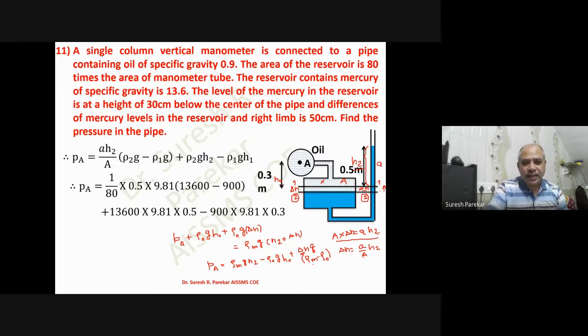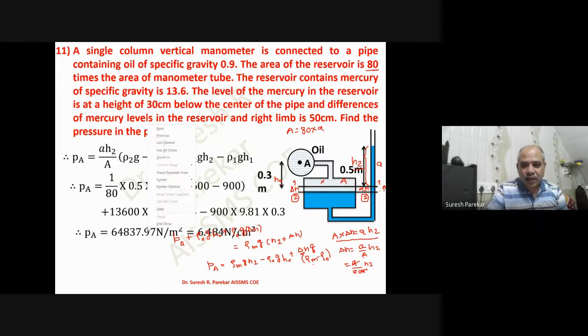And then by substituting these values, now this is given, you can see this, the area of reservoir is 80 times. That means we have capital A equal to 80 into small a. And if you put it over here, so we will have A upon 80 into A, H2. So this A gets cancelled and we have 1 by 80. And then accordingly, we have substituted these values. That is 0.5, H2 that is given as 0.5. This we already know. And then substituting all these values, we are going to get the value of PA.